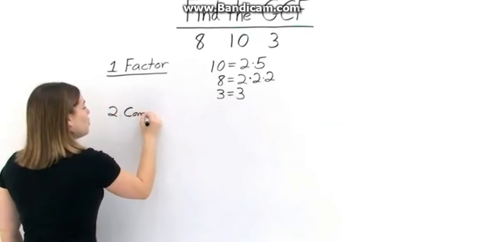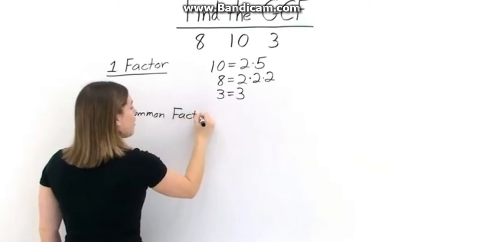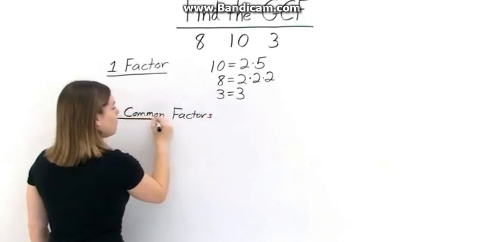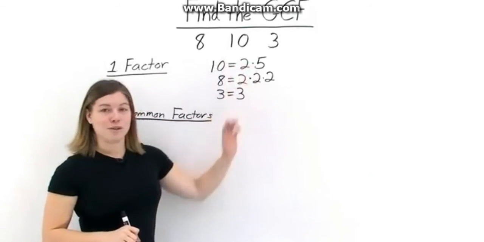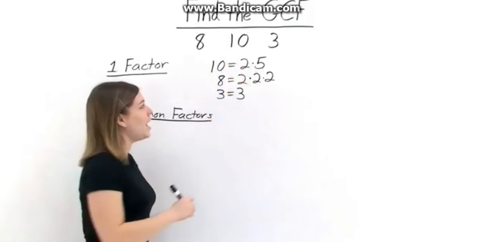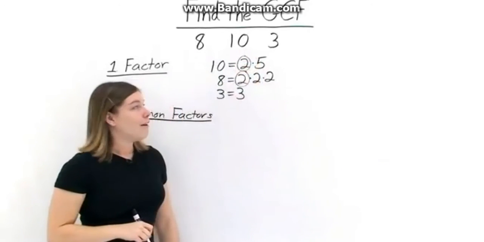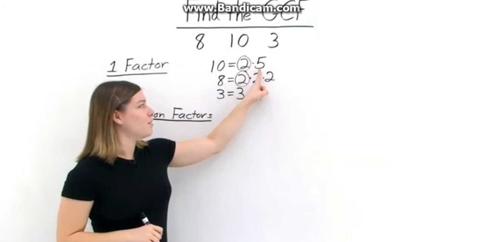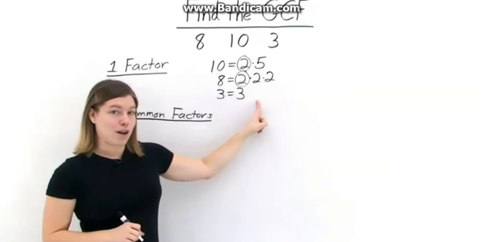In step 2, we want to look back at all of these prime factors and pick out any common factors among them. So let's look at just the right side of our equal sign. Well, between 10 and 8, we have a common factor of 2. 5 doesn't have any common factors because there is no 5 in the factors of 8 or 3.